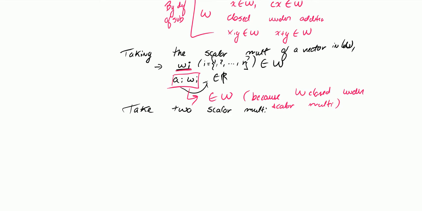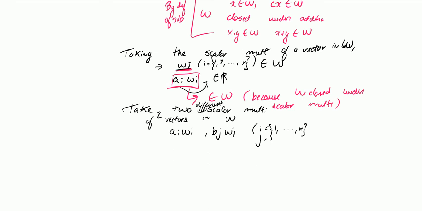multiplications of vectors in W, well, two distinct ones, right? So we're dealing with two different vectors in W. Let's say we have AiWi and let's say BjWj, where i is between 1 and n, and j is between 1 and n, and i is not equal to j, because these two are distinct, right? We want them to be distinct.